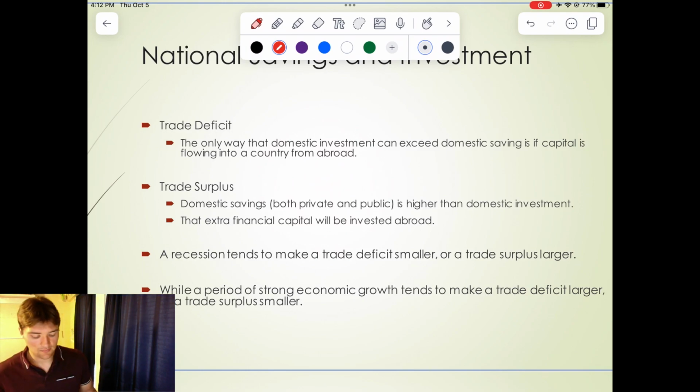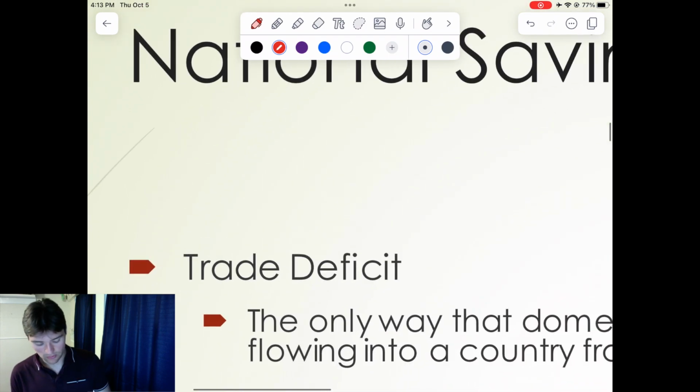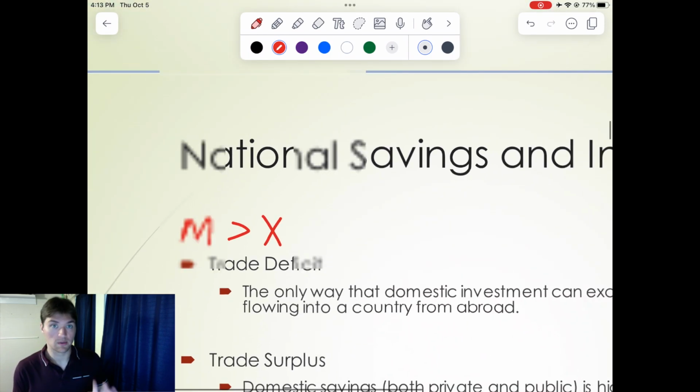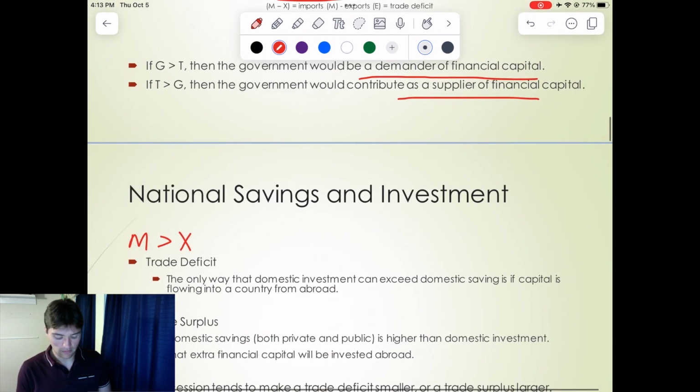The trade deficit: the only way that the domestic investment can exceed domestic savings is if capital is flowing into the country from abroad. So a trade deficit could mean your imports are more than your exports. So you're spending more money there, to where if you are having a domestic investment that's exceeding your savings, then that means that capital is flowing into your country from abroad.